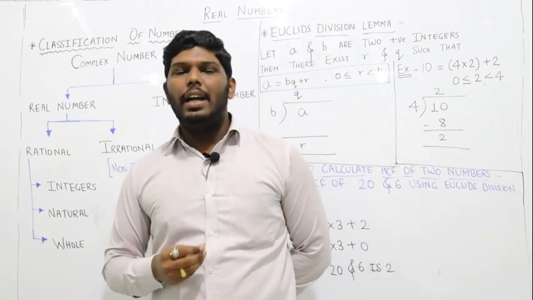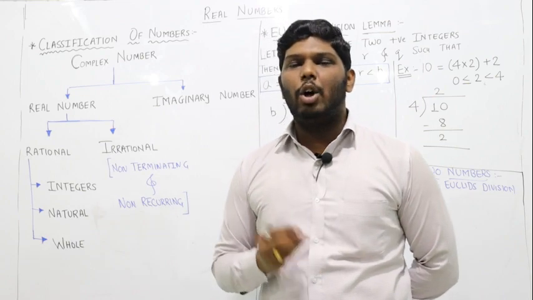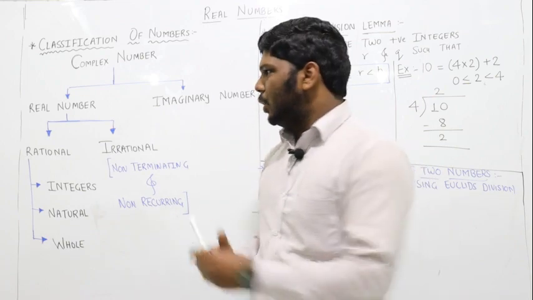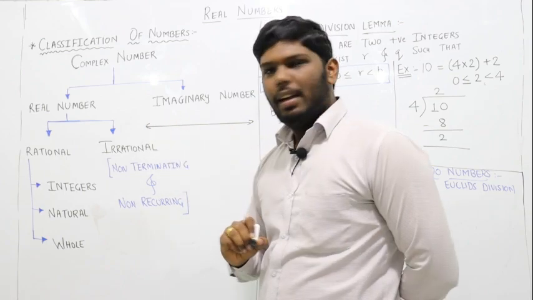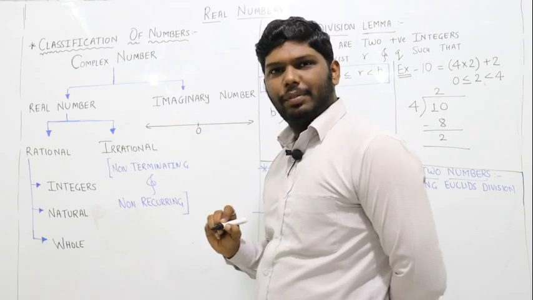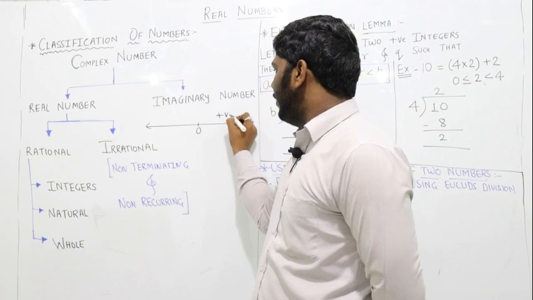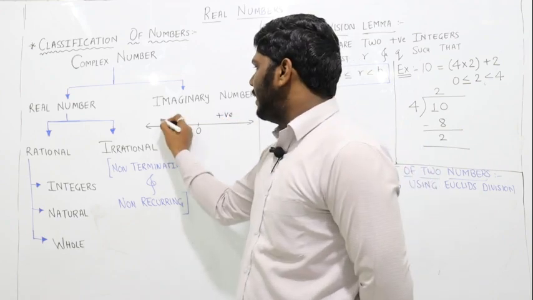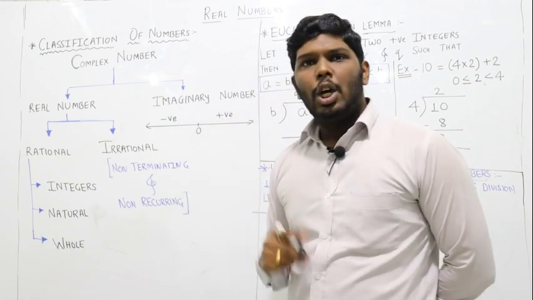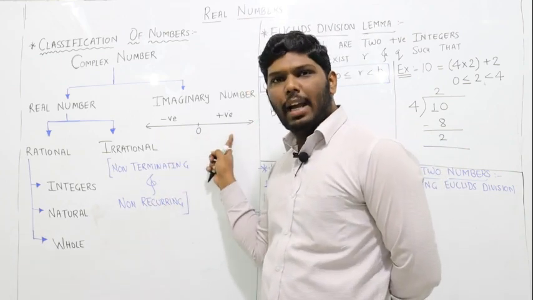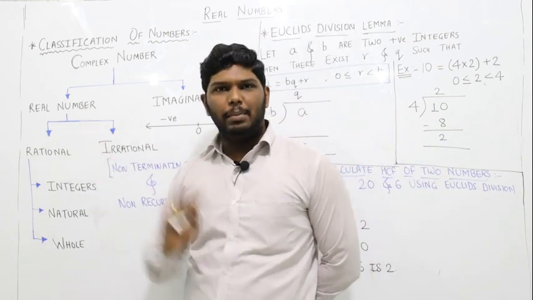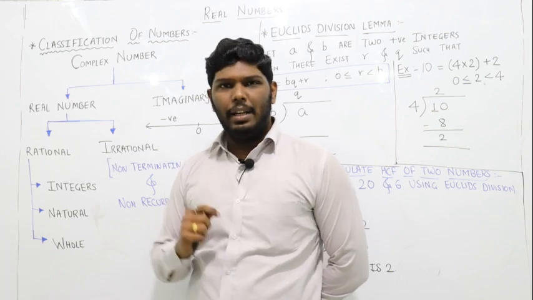Real number, we define it as any number that can be represented on a number line, right? So we know that a number line is a horizontal line with 0 at the center. On the right hand side we have positive numbers, and on the left hand side we have negative numbers. So any type of number, if we are able to represent it on the number line, that is called as a real number. So then what is the imaginary number?